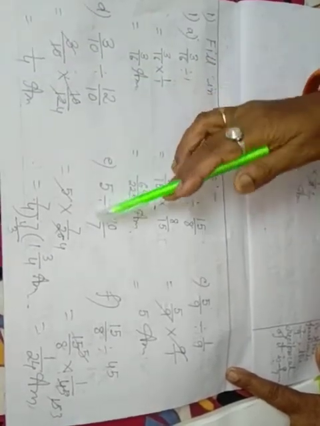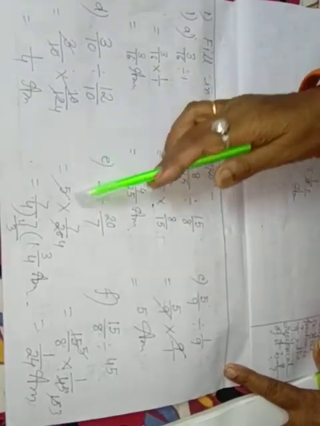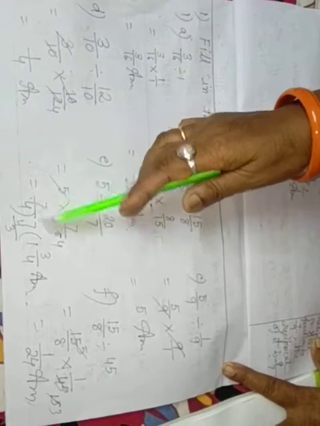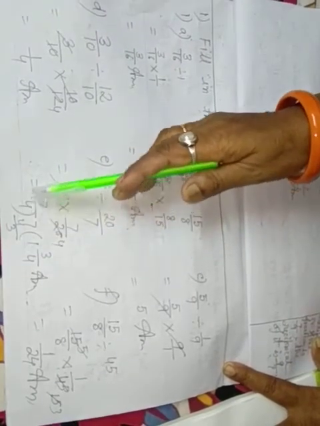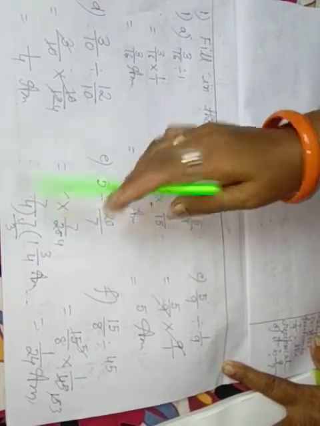5 divided by 20 by 7: 5 into 7 by 20. 5 4s are 20, 7 by 4. 4 1 is 4, 3 7 minus 4 is 3, so 1 by 4.